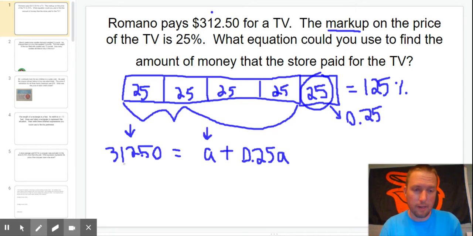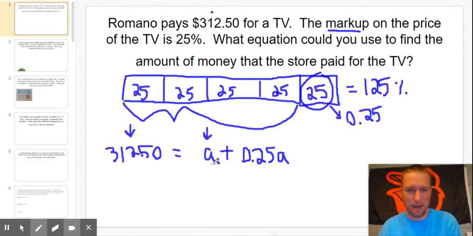Now, we're done. The problem has been answered. It's just asking what equation could you use? Well, guess what? We made the equation. But let's take it a step further and solve it. So this all equals 125%. So A plus 0.25A equals 125%. So this A plus this 25% of A equals 125%.